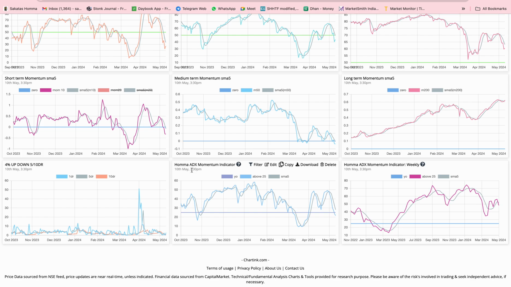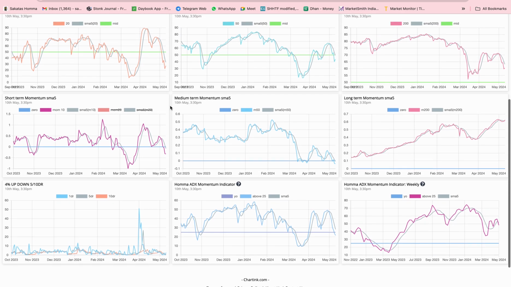ADX is one of the best, but RSI is also a momentum indicator, correct? MACD is also a momentum indicator, right? So there are different ways to do that. I personally like ADX, and whenever the momentum is going to come back, that is the time we are also going to have a decent possibility of making money. And in general, these are the ways to read the charts.